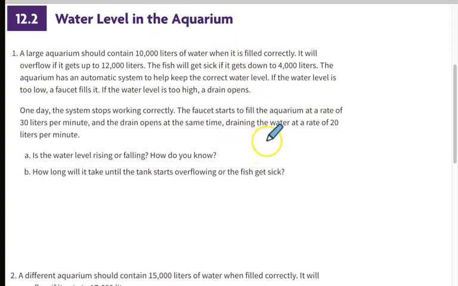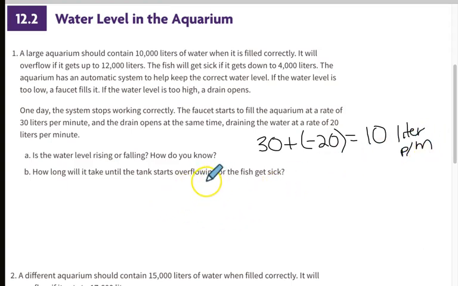Well, we know that it starts to fill at 30 liters per minute. So we'll say it's filling at a positive 30. But at the same time, we're combining it with a rate of it's draining 20 liters per minute. Well, if it's filling 30 liters but draining at 20 liters, that leaves us with 10 liters per minute. So it is filling, it's just filling at a slow rate of 10 liters per minute.